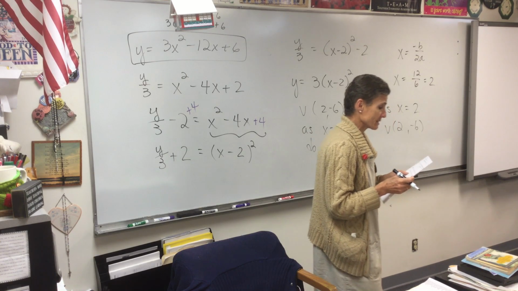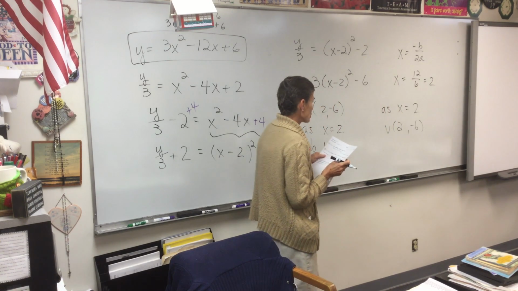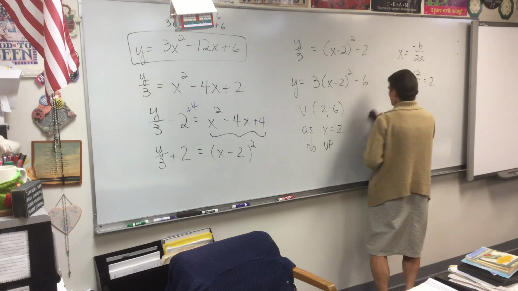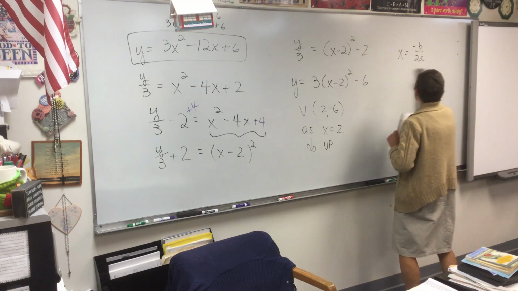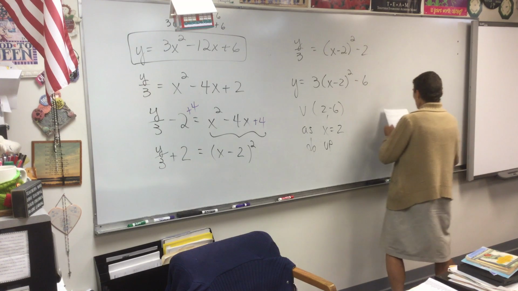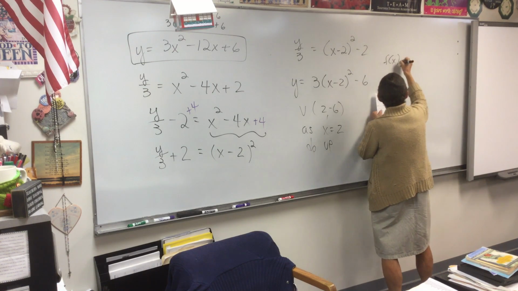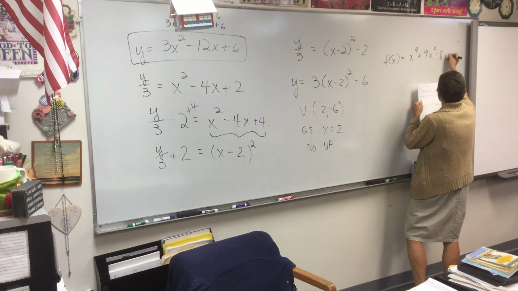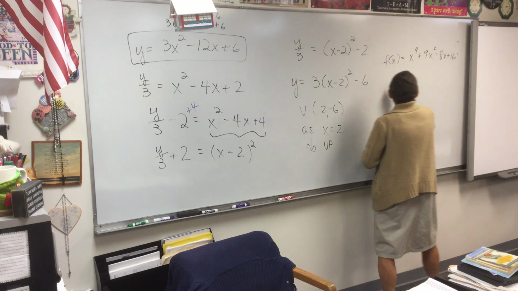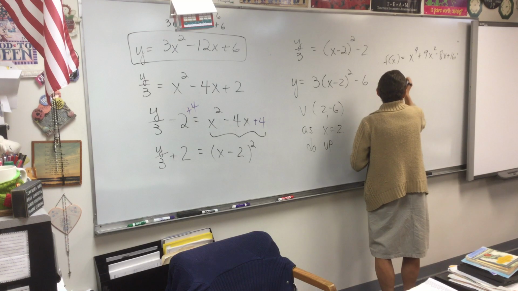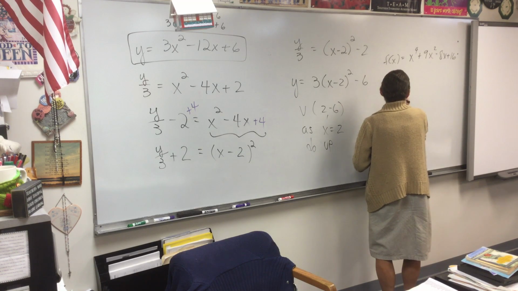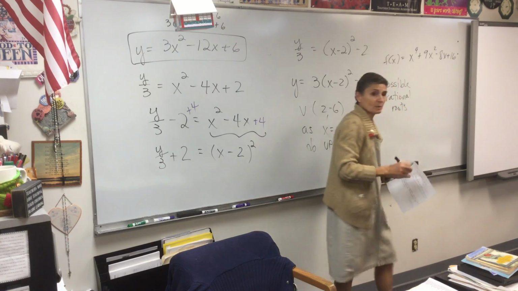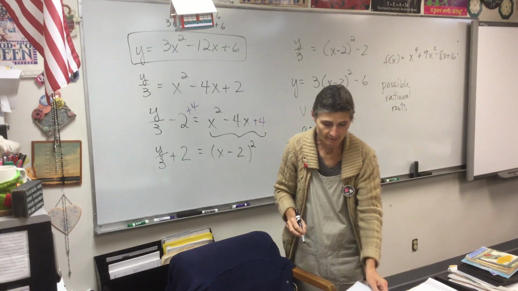Number 1, list the possible rational roots. This is the very last thing that we talked about. Does anybody remember the possible rational roots? Here we are. The possible rational roots. Anybody remember how we did that? Oh, there we go, Joseph.